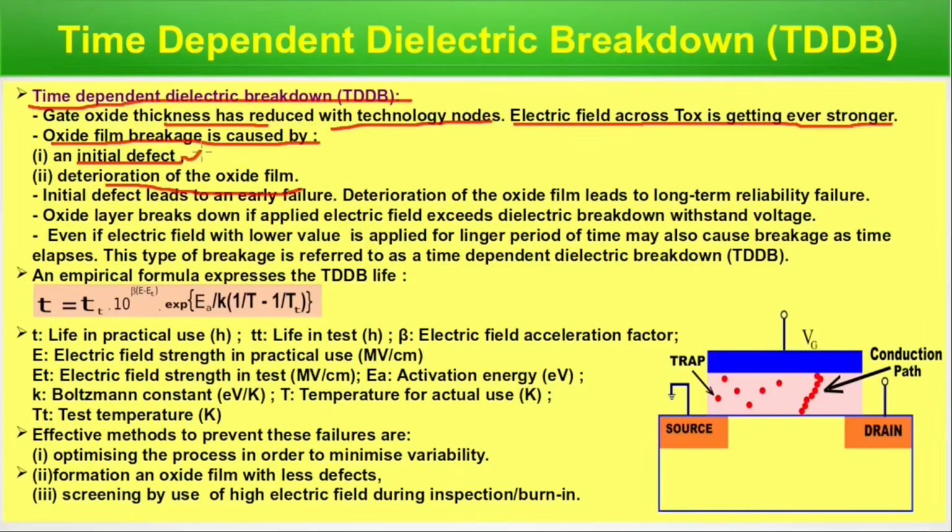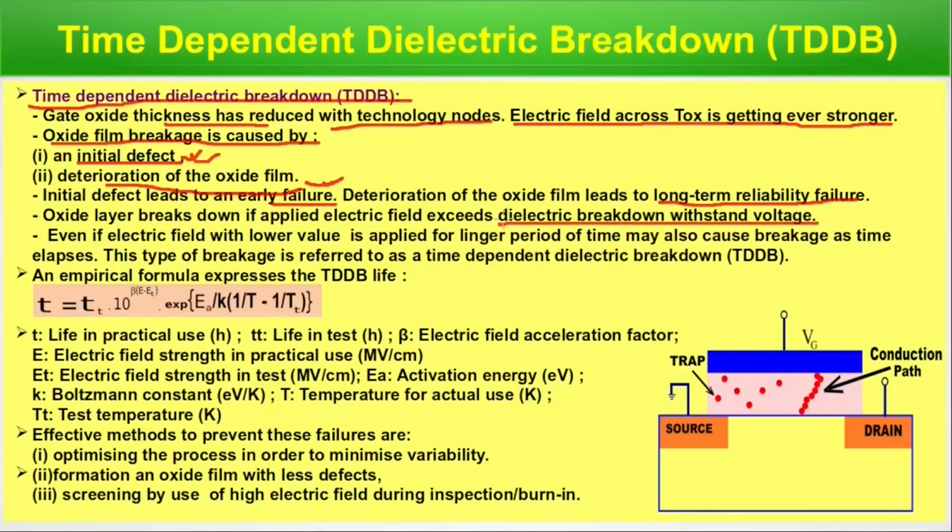So two types of situation may arise: an initial defect is there in the oxide layer, or over time it got deteriorated. An initial defect leads to an early failure. Early failure means the process of failure has got initiated from very early use. Now deterioration of the oxide film leads to long-term reliability failure. That is, gradually the oxide layer is getting deteriorated and its performance is degraded, and finally reliability failure occurs. Oxide layer breakdown occurs if the applied electric field exceeds the dielectric breakdown withstand voltage.